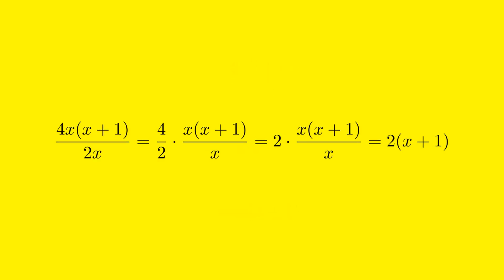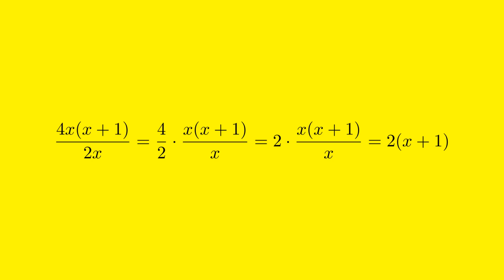Now, let's simplify by canceling common factors in both the numerator 4x times the quantity x plus 1 and the denominator 2x. Observe that both the numerator and the denominator have a common factor of x. First, we need to divide 4x by 2x. When we divide 4 by 2, the result is 2. When we divide x by x, the result is 1 because dividing any number by itself equals 1. So, x divided by x equals 1.